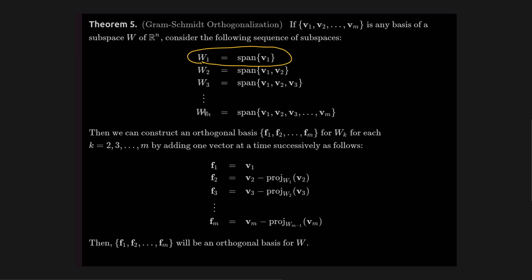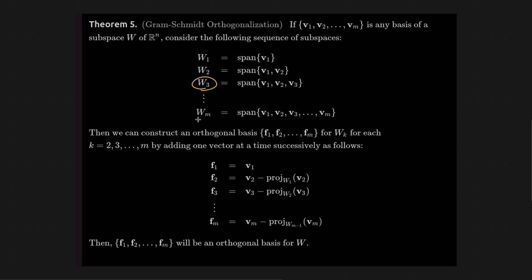W2 is a slightly larger subspace because it's the span of two vectors. The first vector, V1, but then we throw in an additional vector, V2 also. That means every vector in W1 is in W2, but W2 is generally bigger than W1. It's going to have vectors in it that are not in W1. And then we're going to continue that process. We're going to take W2 and add another vector to its spanning set.